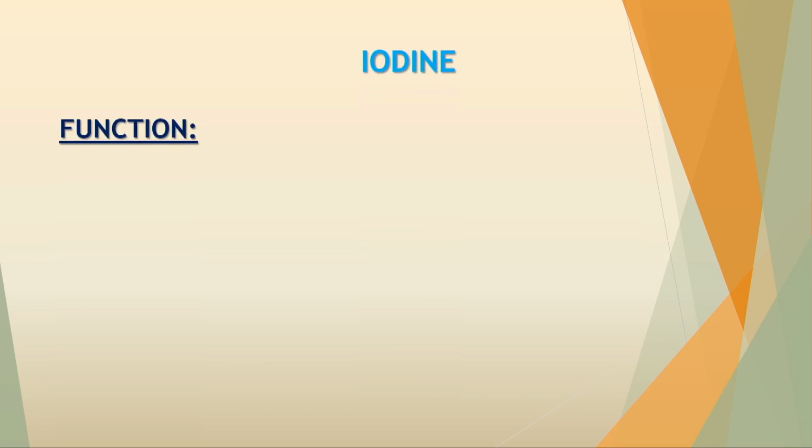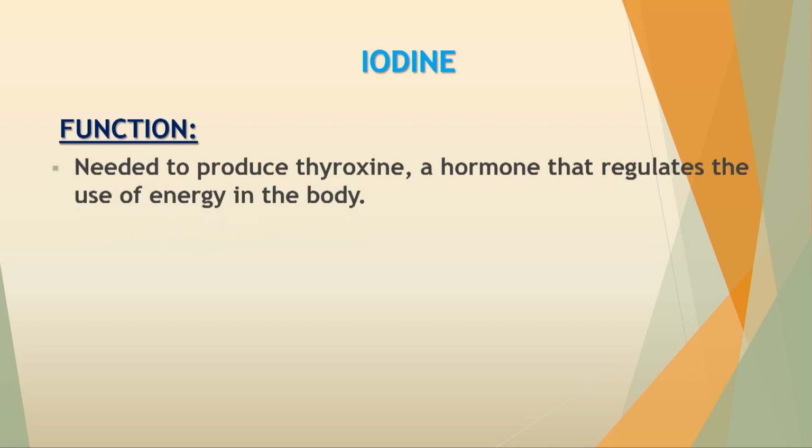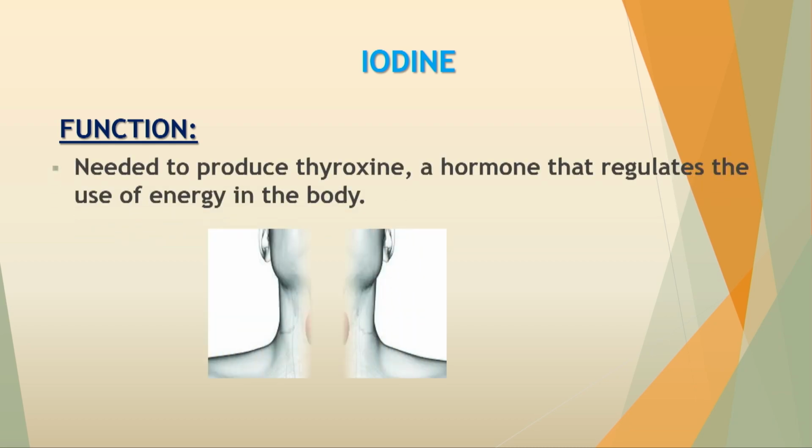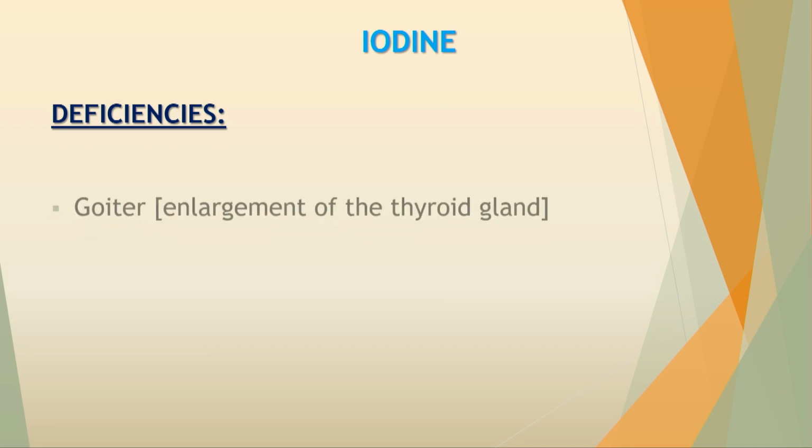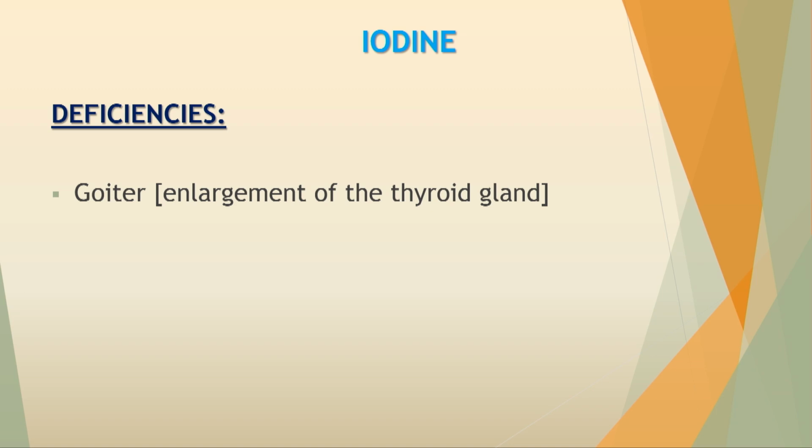The function of iodine is needed to produce thyroxine, a hormone that regulates the use of energy in the body. This is your thyroid gland. The deficiencies of iodine. We suffer from goiter, means the enlargement of the thyroid gland, and cretinism.